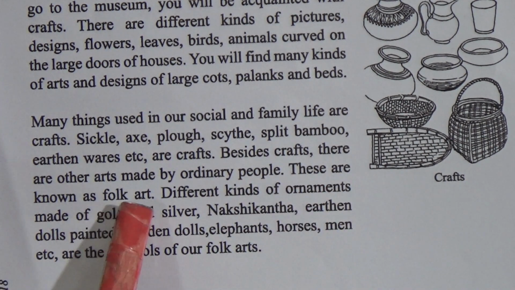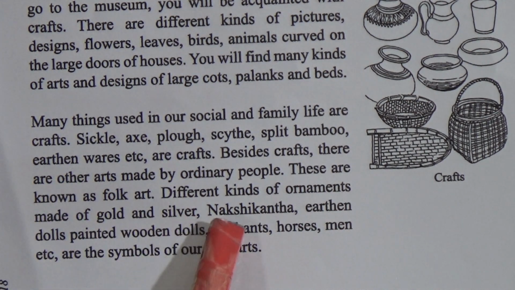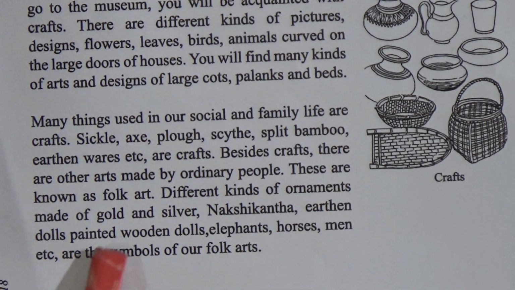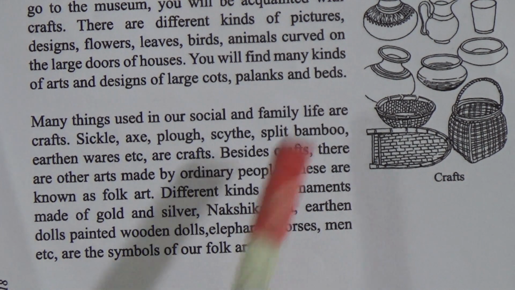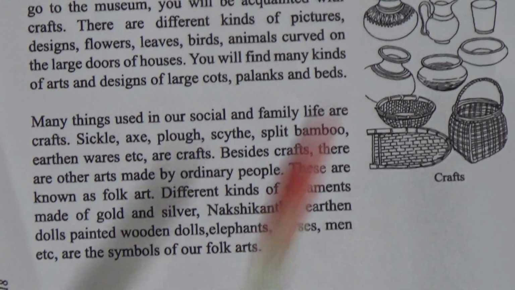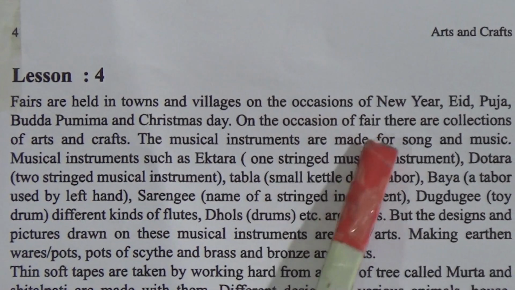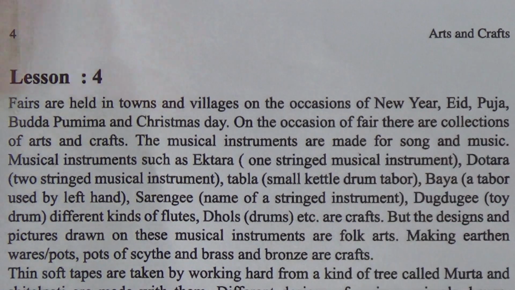Besides crafts, there are other arts made by ordinary people. These are known as folk art. Different kinds of ornaments made of gold and silver, nakshikantha, earthen dolls, painted wooden dolls, elephants, horses, men, etc. are the symbols of our folk arts. Here we will learn about a new thing, folk art. Okay, folk art is also craft. Always remember this.